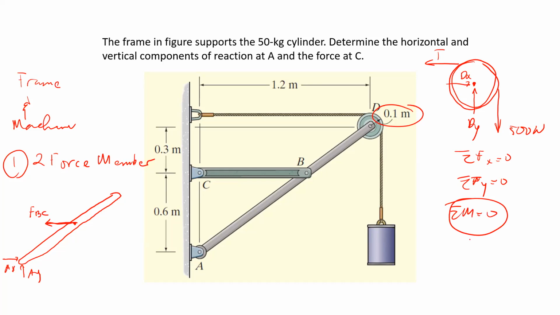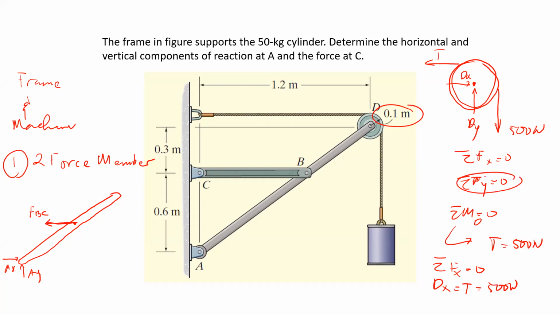If we use sigma moment at D equal to 0, what we will have later is T equal to 500 newton. Then if we use sigma Fx equal to 0, what we will have later, Tx is equal to T, equal to 500 newton. And using sigma Fy equal to 0, what we will have later is Dy equal to 500 newton.